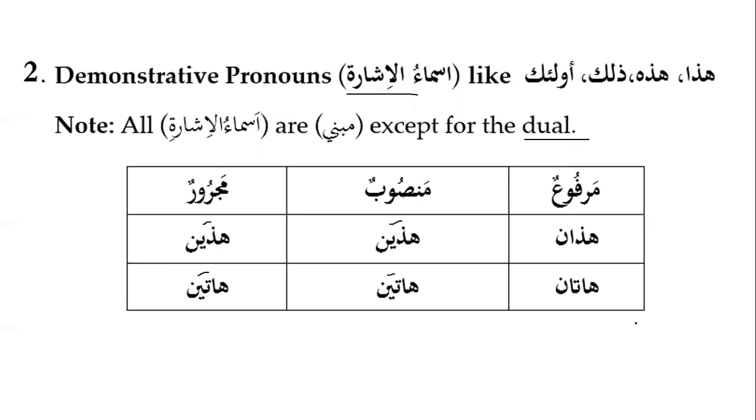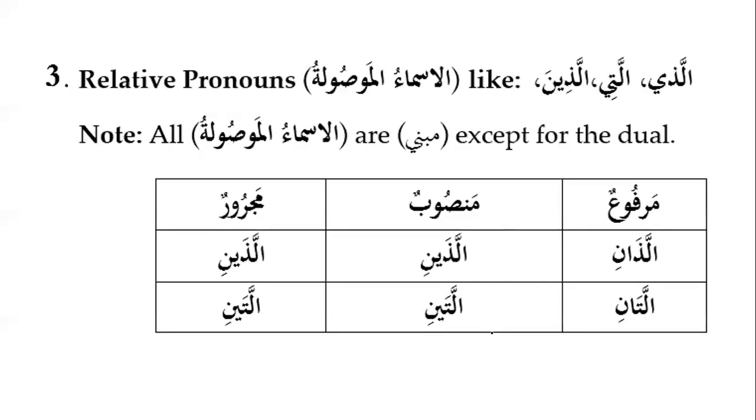Haulai. Similarly, hadihi, hatani, hataini, and haulai. So the plural is the same for all of them, which is haulai. And then we have the relative pronouns, asma'ul masula: alladhi, allati, alladhina, and allati. Four of them we have learned, but we did not learn about the dual. So today you see here: alladhani, alladhaini, and allatani, allataini.